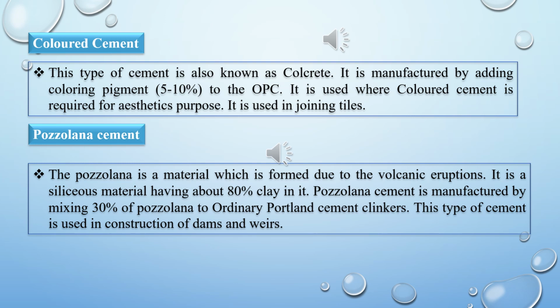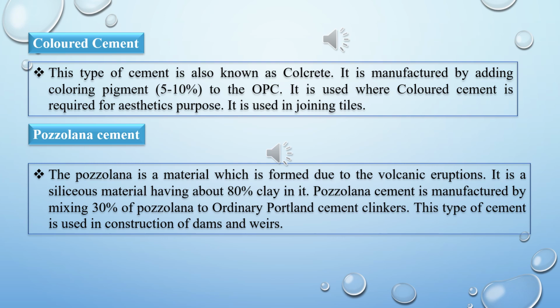So students, what is pozzolana cement? First of all, we are going to know what is pozzolana. Pozzolana is a material which is formed by volcanic eruptions. After that, pozzolana consists of 80% clay. It is a siliceous material. Now, how can we prepare pozzolana cement from pozzolana? If we mix 30% of pozzolana to the ordinary Portland cement, then it will give you pozzolana cement. And this type of cement is used for dams and weirs.